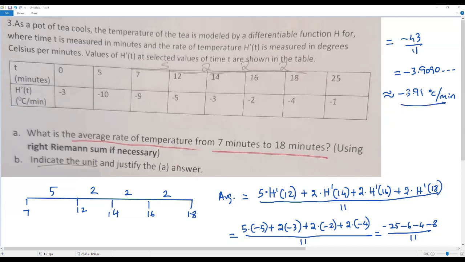So how do we understand this value, 3.91? From 7 minutes to 18 minutes, the total temperature change is negative 43 degrees Celsius. So on average, the rate of temperature change per minute from 7 minutes to 18 minutes is negative 3.91. That is, there is a drop of 3.91 degrees Celsius of temperature per minute from 7 minutes to 18 minutes.